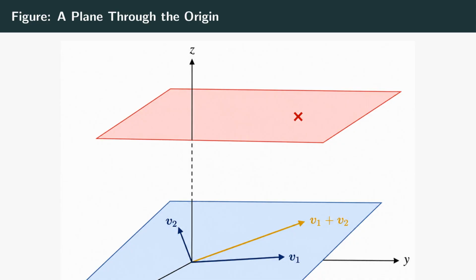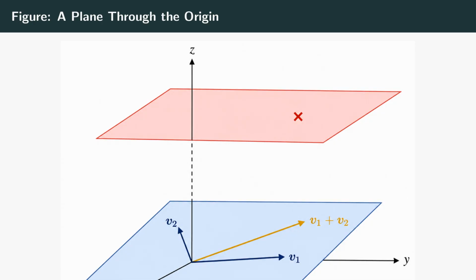Let's make subspaces visible in 3-dimensional space. Picture a flat plane tilted through the origin, shaded blue. 2 arrows, v1 and v2, lie inside it, leaving the origin, and their sum lies in the plane too, drawn in gold. In fact, every linear combination of those 2 arrows stays in the plane, so the plane is closed under addition and scaling, and it contains the origin. It passes all 3 tests, it is a subspace.